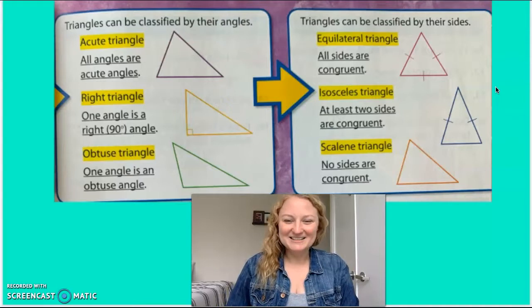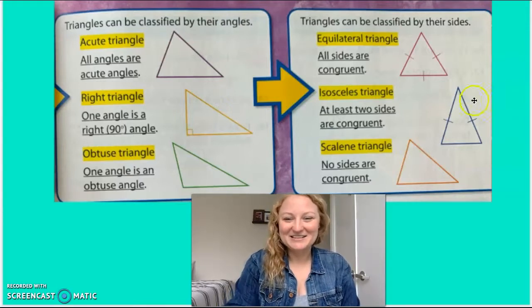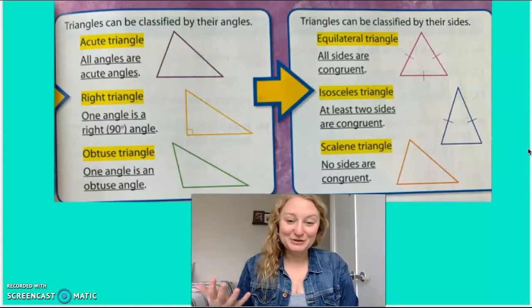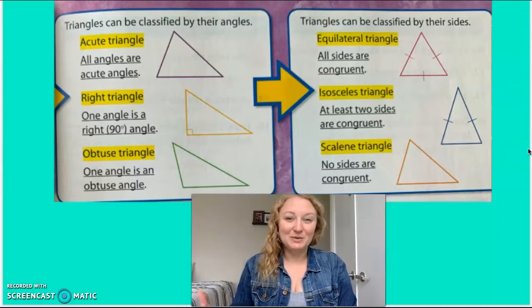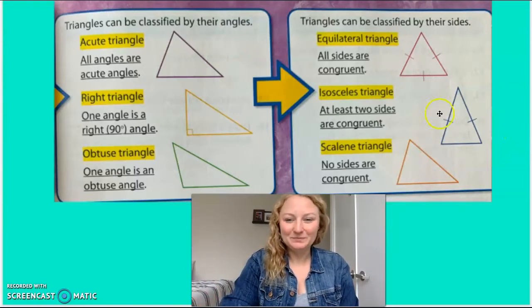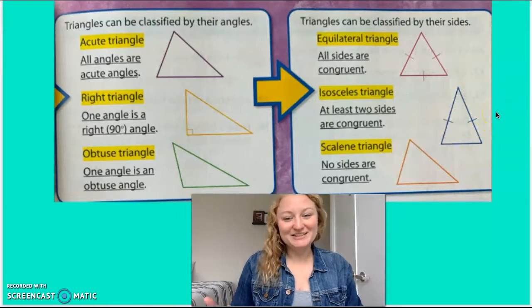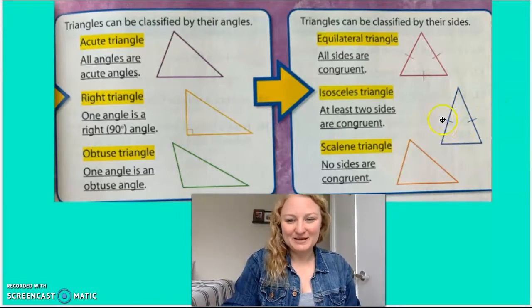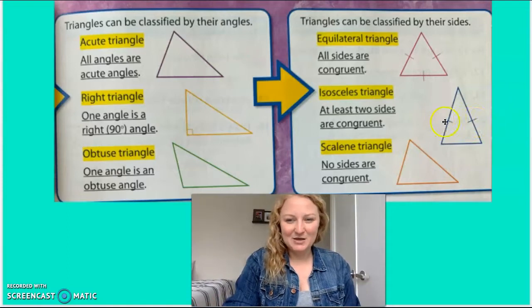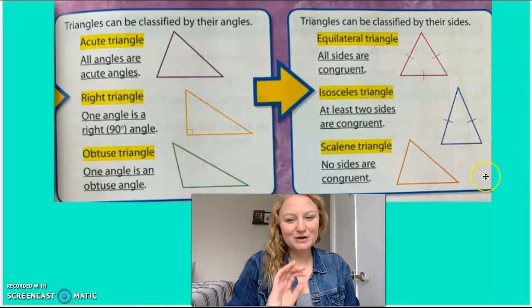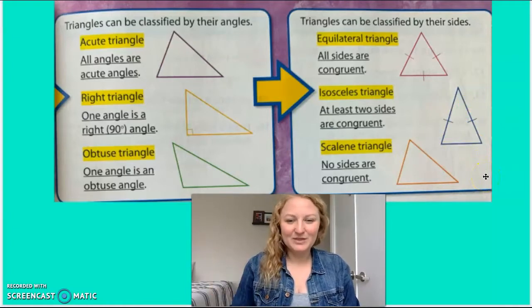An isosceles triangle has two sides that are congruent. Remember, congruent is a fancy mathematical way of saying the same. So here we see these two sides are congruent. They're the same length, and we know that because they have the ticks in them. One tick here, one tick here. This side doesn't have a little tick mark, so we know it's not equal.